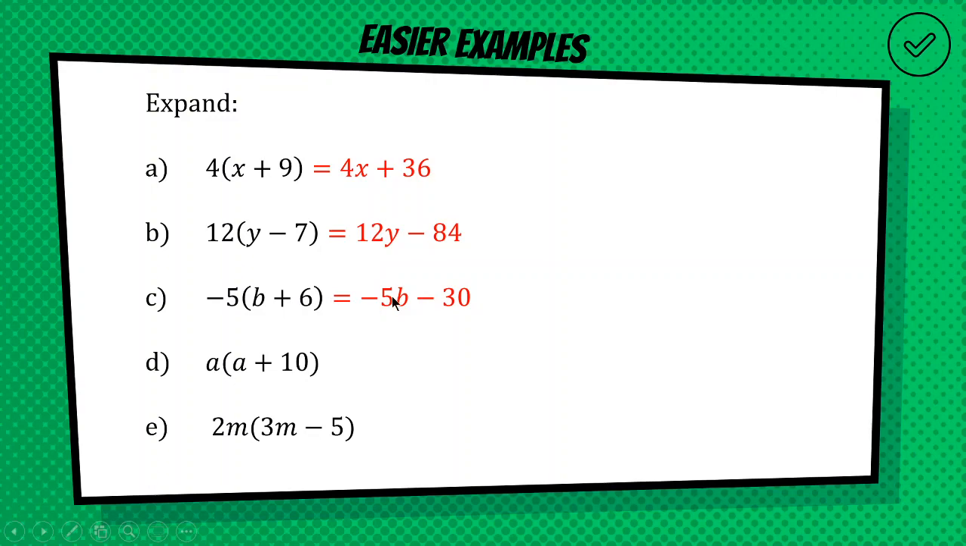Okay, so this one didn't match. This one had a plus and this is a minus because we multiplied by a negative. This was positive 4 times positive 9. This was positive 12 times negative 7. And so we got a negative answer.